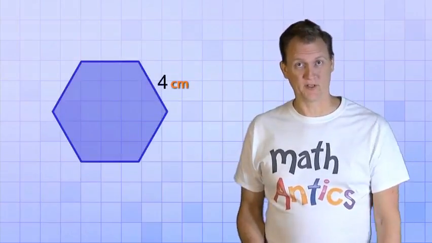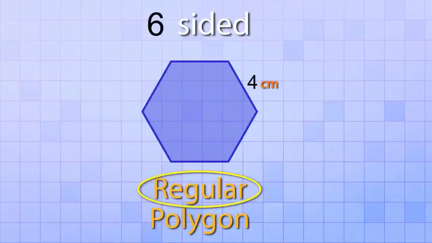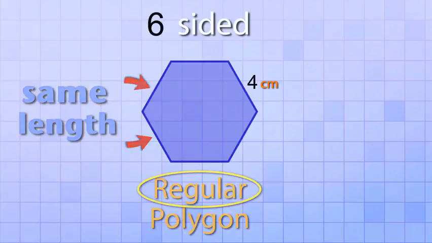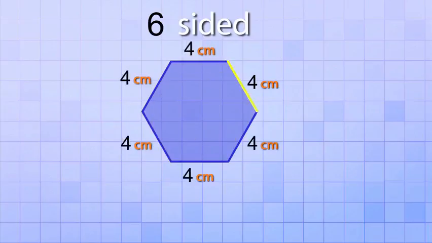Here's another good example. This is a 6-sided regular polygon. A regular polygon means that all its sides are exactly the same length. And that's good because this diagram only shows the length of one side, 4 centimeters. But since the polygon is regular, we know that all the other sides are also 4 centimeters long.